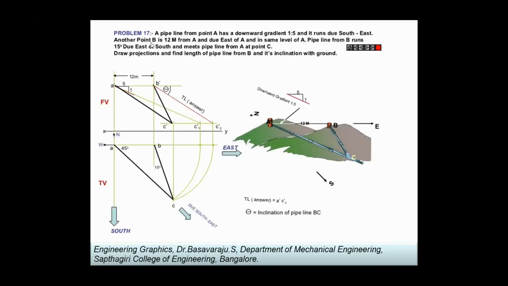And then another point B is 12 meters from A and due east of A. Here east is there. With respect to A, it is due east and at the same level of A. The pipeline from B runs 15 degrees due east of south and meets the pipeline from A at point C.